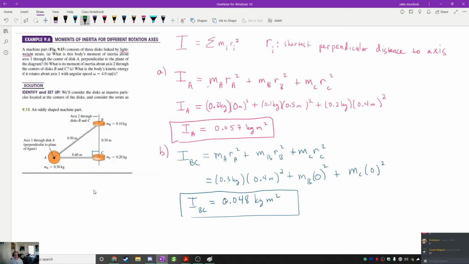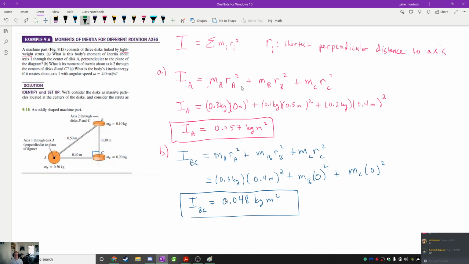All right. We're also kind of neglecting the fact that these objects are disks, and technically those disks would have a contribution to the moment of inertia, but we're assuming that the size of these disks is really small relative to these distances. I mean, half a meter is really far, right? 0.4 meters is really far. Okay, so that's IBC.